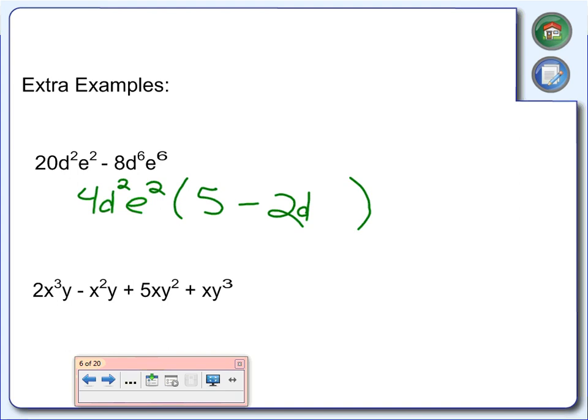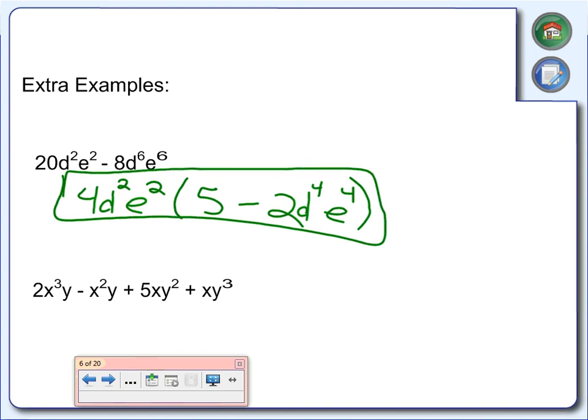That is correct. A d squared times a d to the 4th would give you a d to the 6th power. Matter of fact, it's going to be the same thing for the e, right? E to the 4th power. Because when you multiply e squared times e to the 4th, you're going to get your e to the 6th power. So, these are what we call the factors. Those two things multiplied together would give us that thing right there.